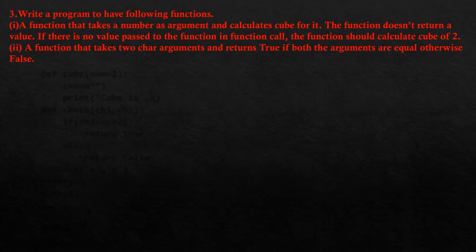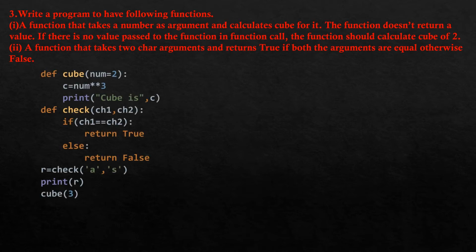Let's begin with the third program. Here we have to define a function that will take a number as an argument and calculate the cube of the number. And if we don't provide any value, then it will calculate the cube of 2. And one more function we have to define, which will take two character arguments and return true if both the arguments are equal or false if not.